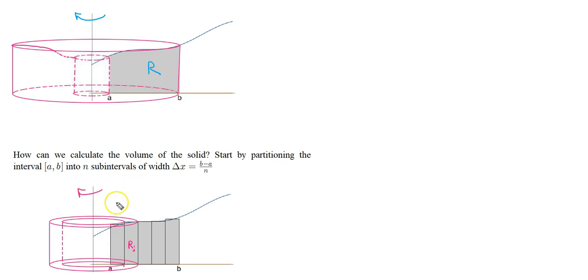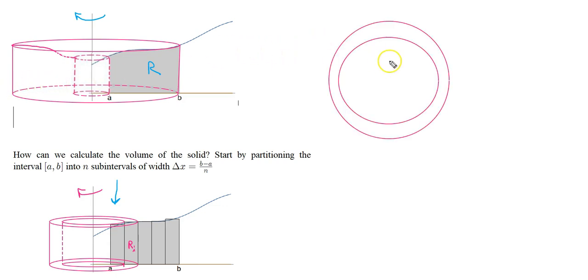Now we want to calculate the volume of this shell. This is what we call a shell. It's like a cylinder with a large hole cut through the center of it. And it has a certain thickness, and that thickness is this distance down here, which is delta x. If you look at this shell from the top down, it would look something like this.